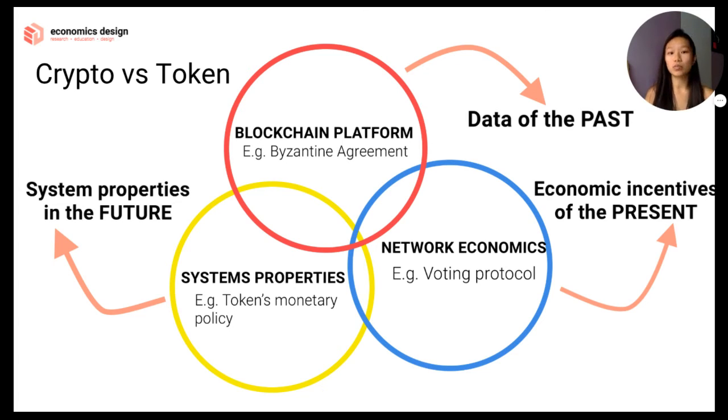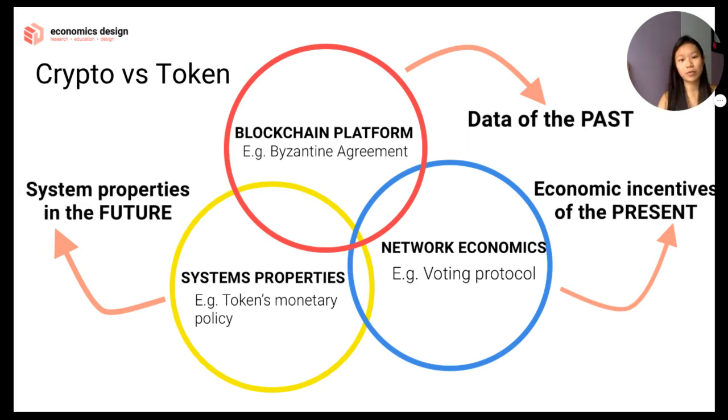How do you encourage them to vote, and how do you allow the voting to really benefit everyone in the ecosystem? And when we look at system properties, it's really about properties that we can embed into the future, so we can code them and put them into the future. And this is really how the token versus crypto economics. This is the overview of crypto economics.